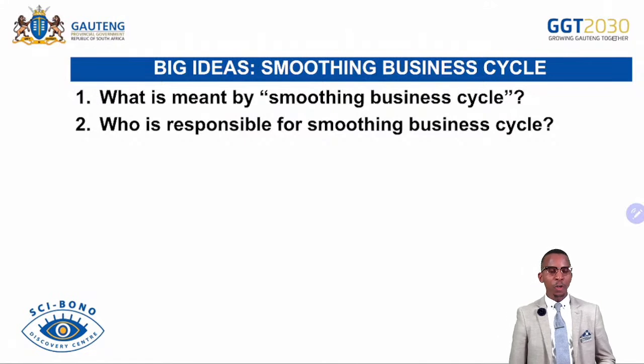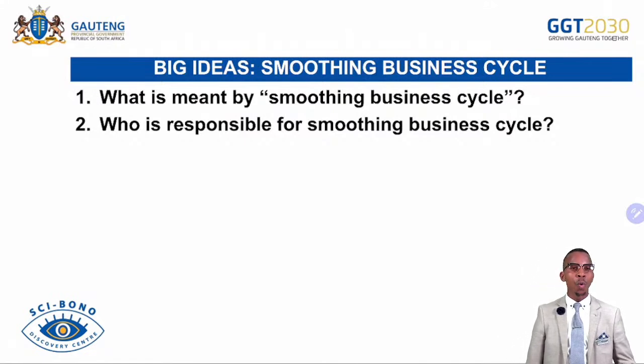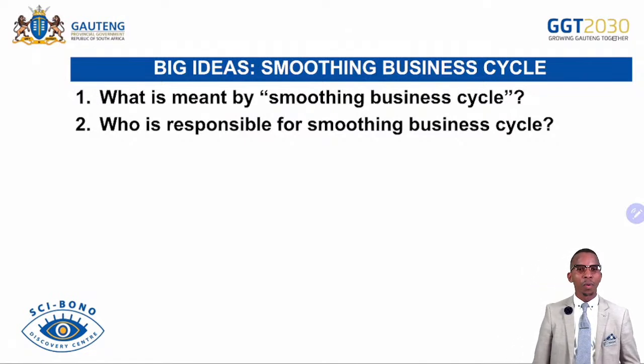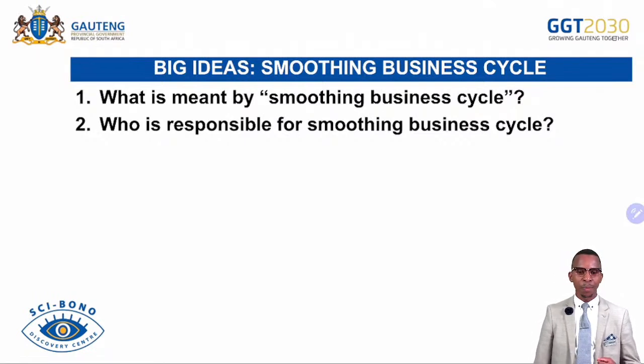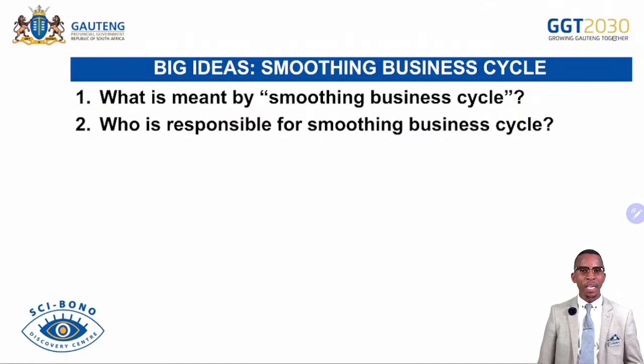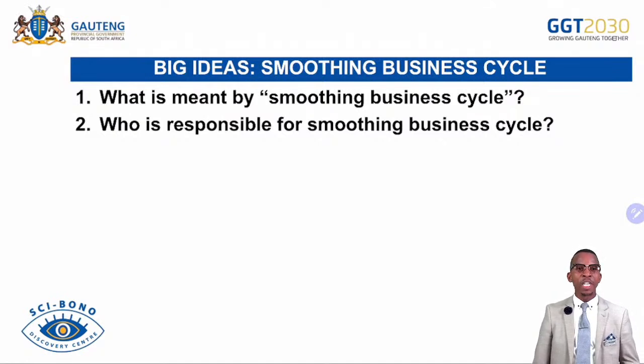Question number 2, or bigger idea number 2. Who is responsible for smoothing the business cycle? You need to know who is fully responsible. Who is in charge? Which institution, which department of the government is responsible for smoothing the business cycle? That is the second level information that you must know before you attend the content itself.